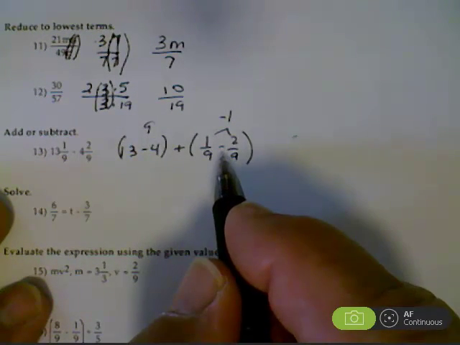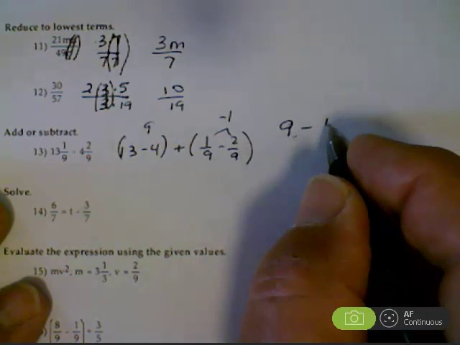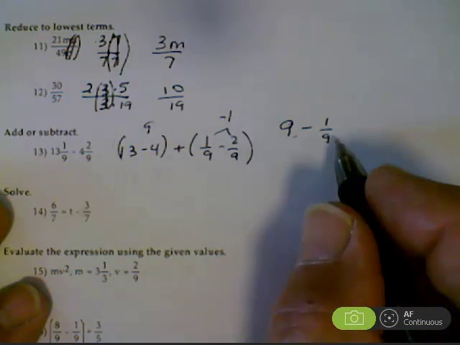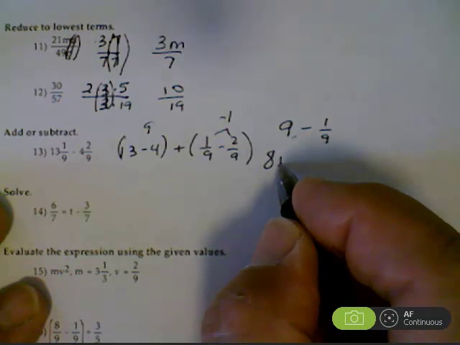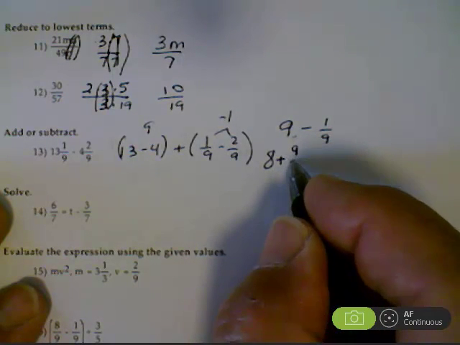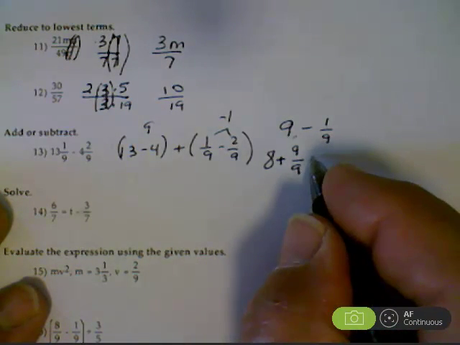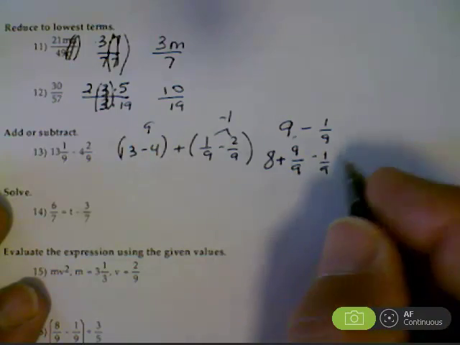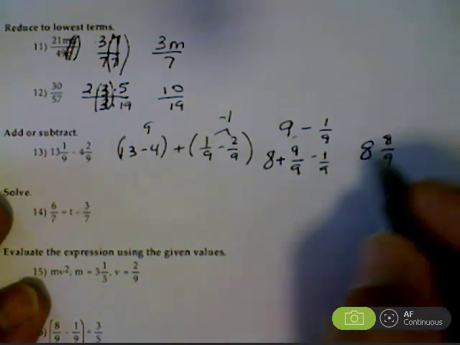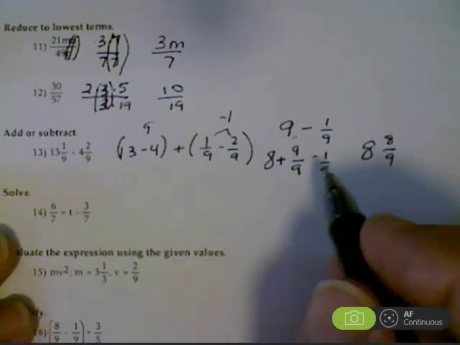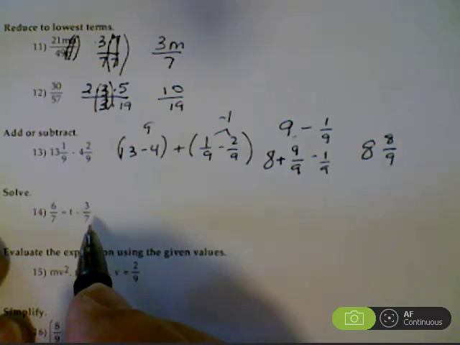9 minus 1/9. Let's look at that. We need to borrow from the 9. We're going to borrow a whole 1, which we're going to change to 9/9. When we subtract 1/9 from that, we see our answer is 8 and 8/9. That's called borrowing. A solved problem involving fractions.